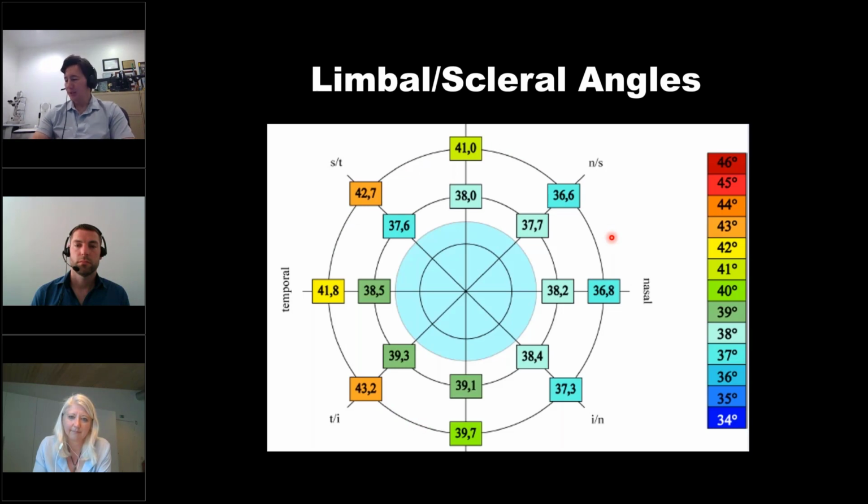So what does this tell us? The closer we are to the limbus, the more symmetric the eye shape. The farther we are away from the limbus, the more asymmetric or toric the eye shape. The findings were generally that the nasal aspect had the flattest of the radiuses.